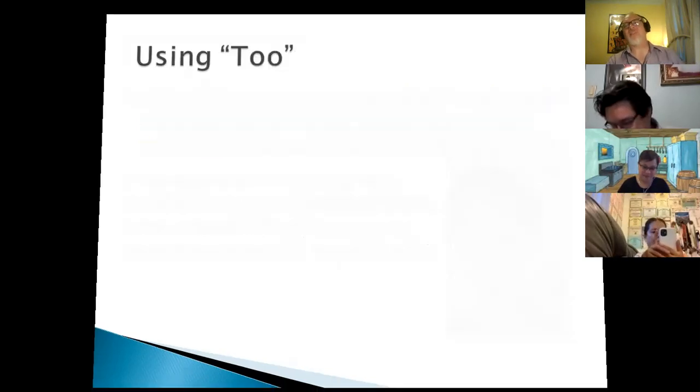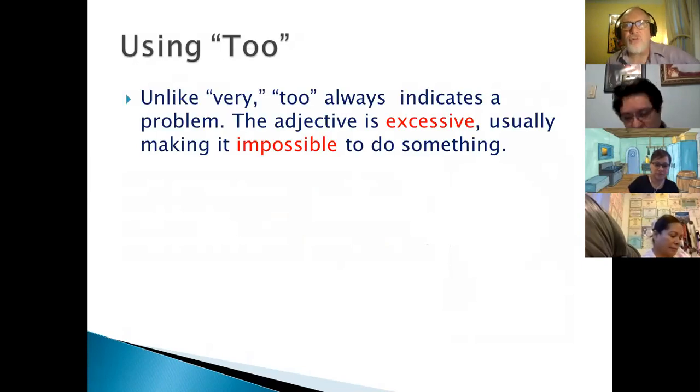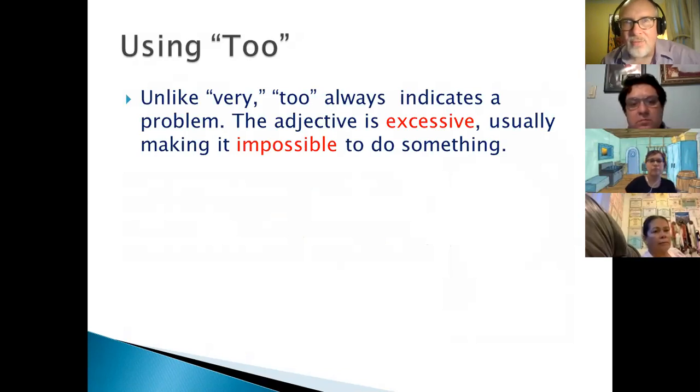All right. Anyway, that's very, right? I'm just describing the person, the place, or the thing. Now, what about too? Too is a little bit different. When I use too, what am I saying? I'm saying something is excessive. Unlike very, too always indicates a problem. The adjective is excessive, usually making it impossible to do something.